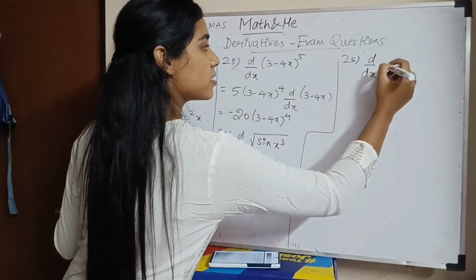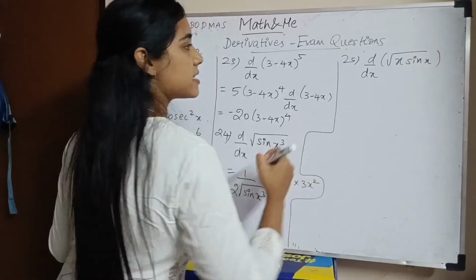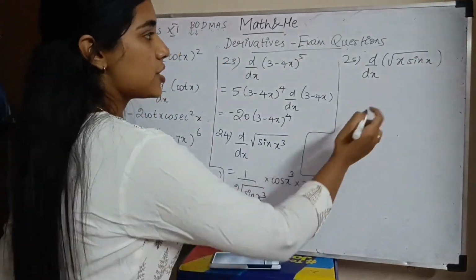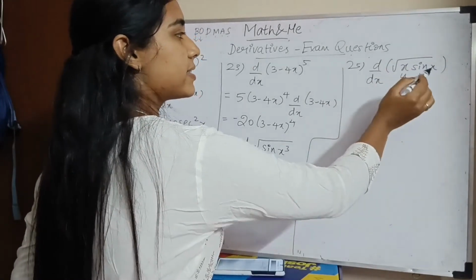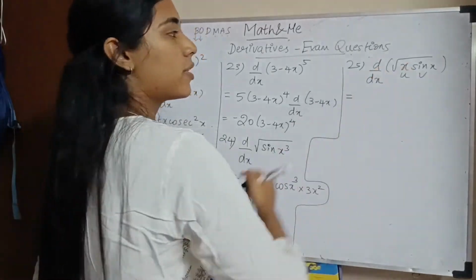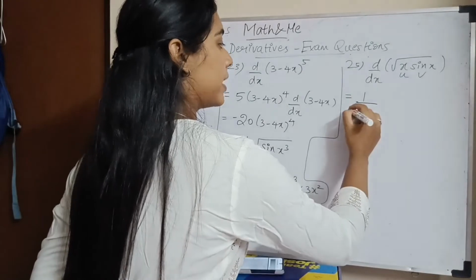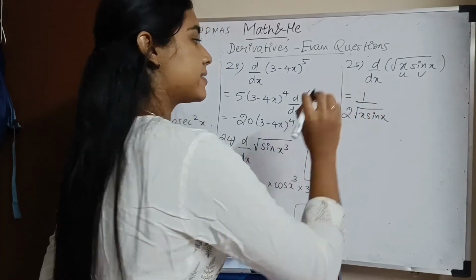d by dx of root x sin x. So here you have a product, u v. So how many functions do you have? Root x sin x. Okay. So first we deal with the root. So we have 1 by 2 root x sin x.